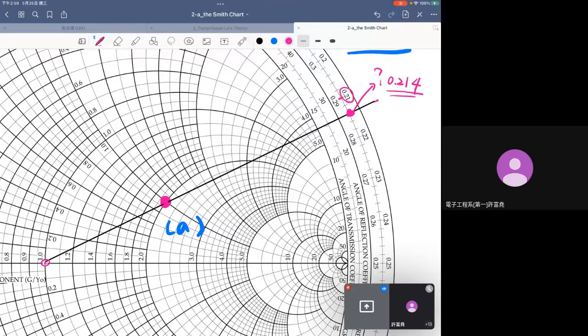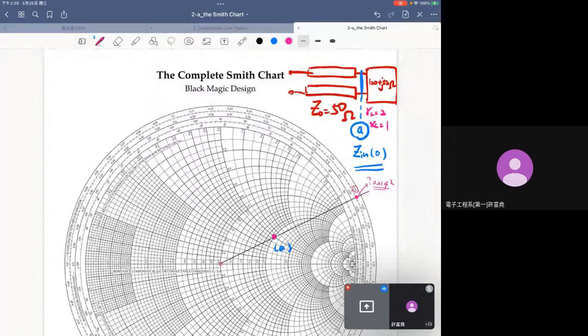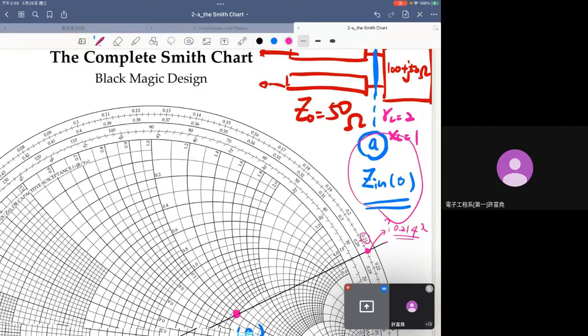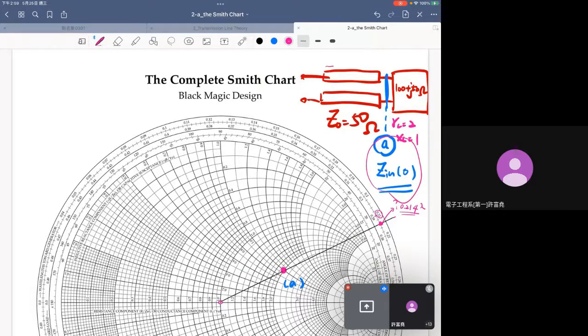This is 0.214, and the unit of that is lambda. Okay? So this is the starting point. And then you need to know how long it is. If it is a quarter wave transmission line, you just add 0.25 lambda. Okay, for example, it is 0.214, right?